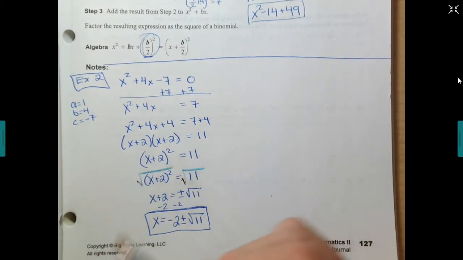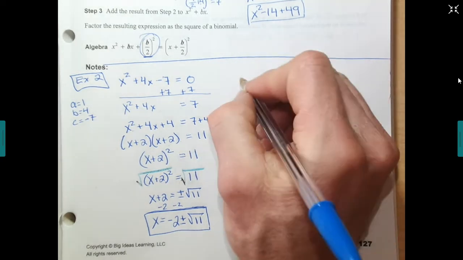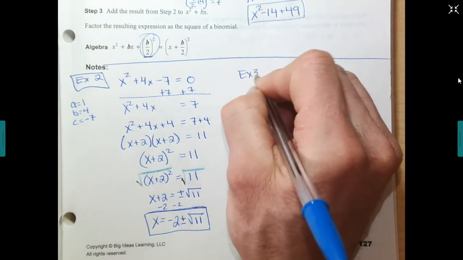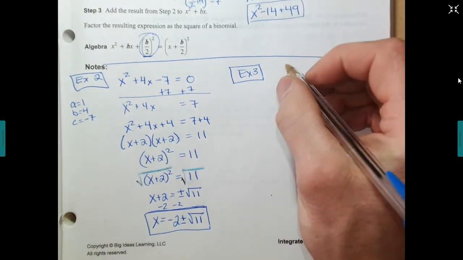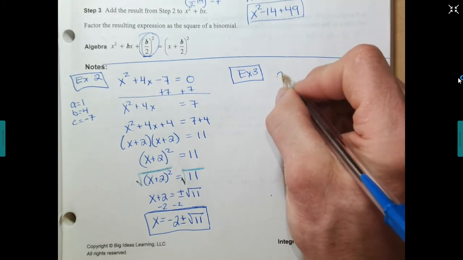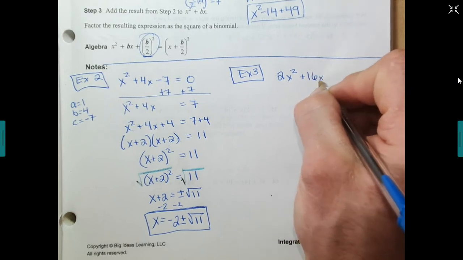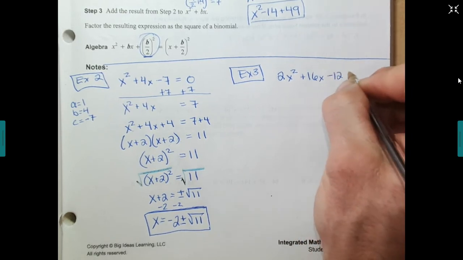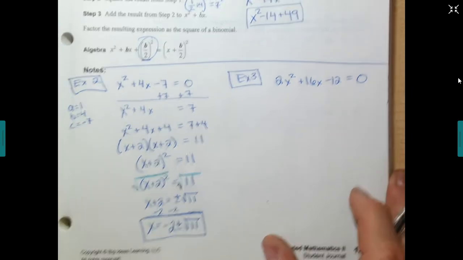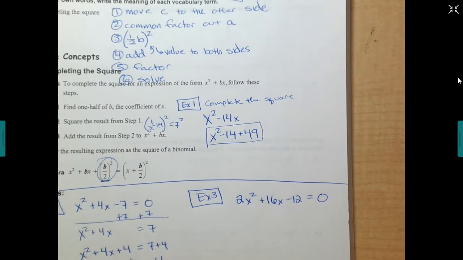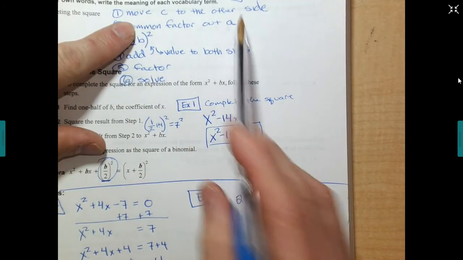Let's check out one more, and then we'll do some of the homework. So this one's going to include all of the steps. 2x squared plus 16x minus 12 equals 0. All right. Step 1. Move c to the other side.